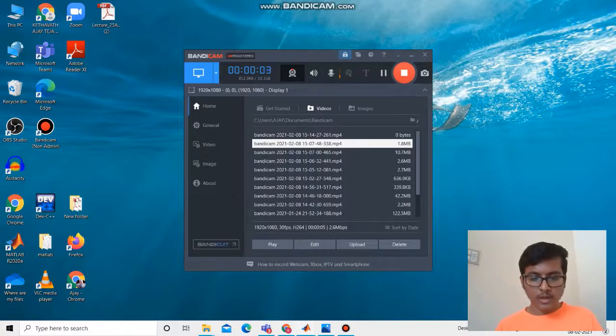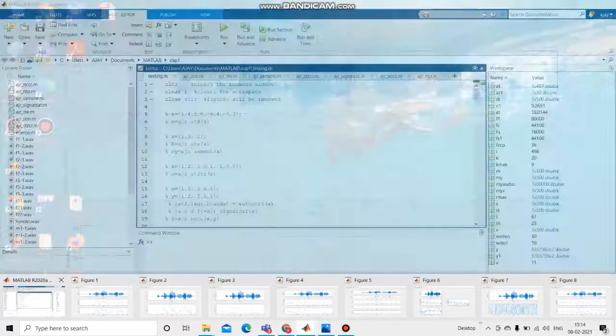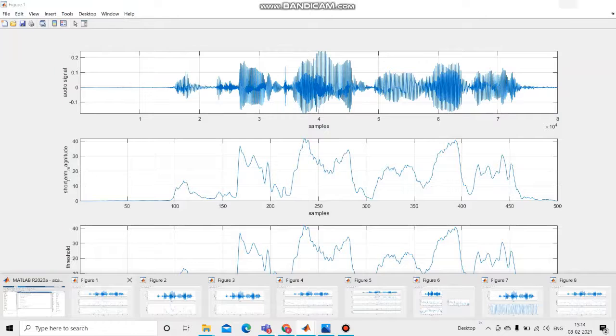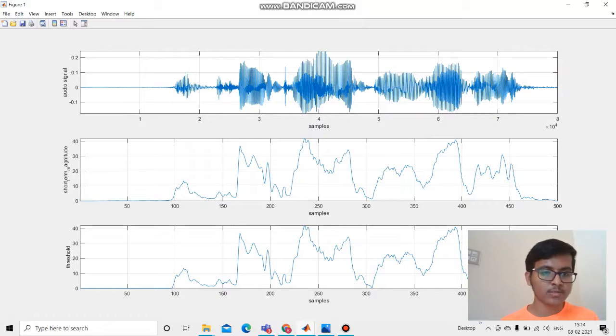I am showing the plots of each function. Initially, this is the plot for the short term magnitude. This is the audio signal. This is the short term magnitude plot, and this is the threshold graph for short term magnitude. Here you can see the difference, where 0 is taken.